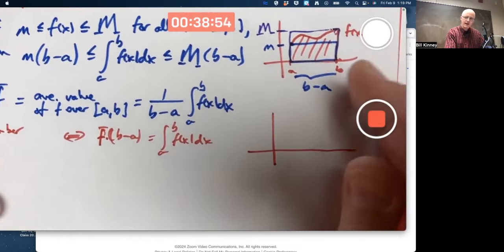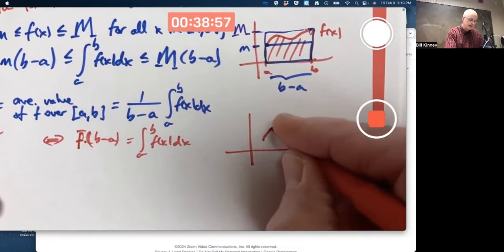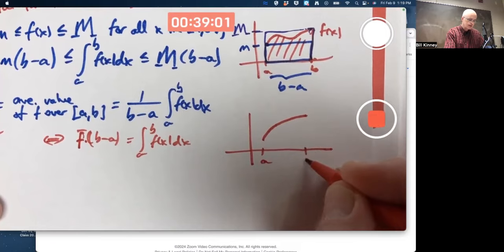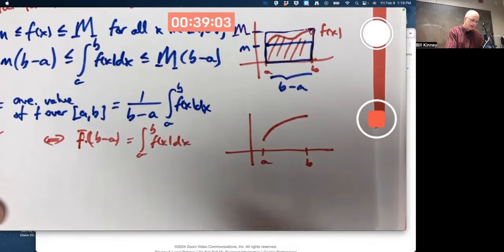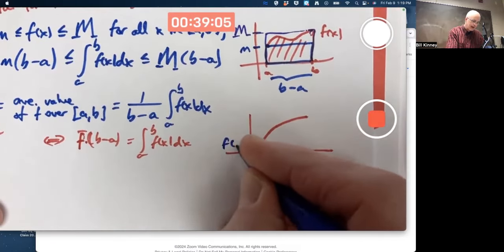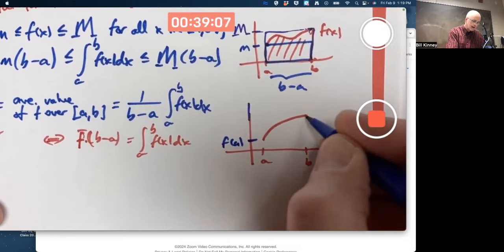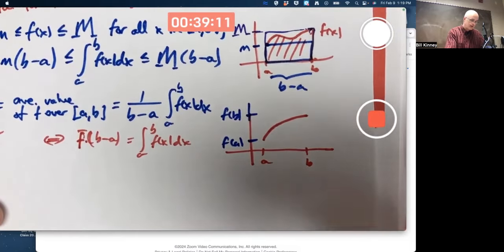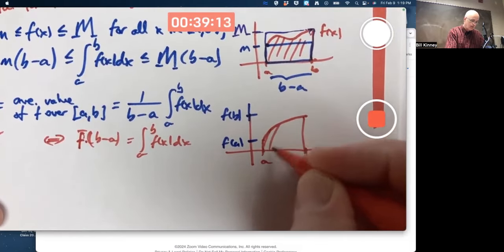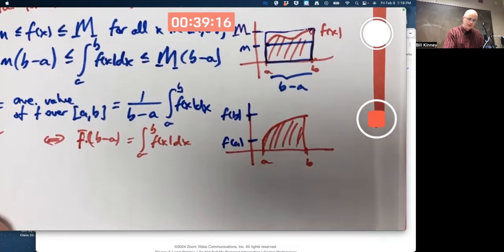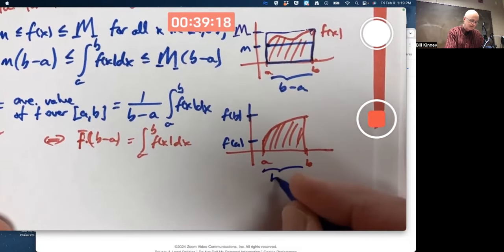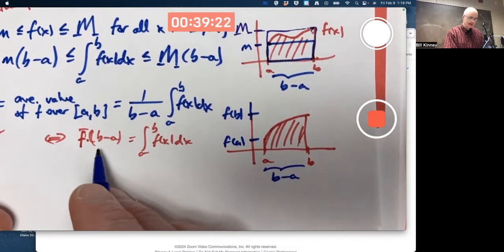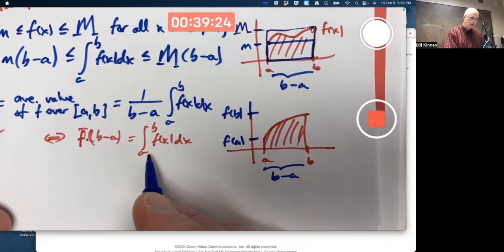Let's do it. We did it for a concave up graph before. This time let's do it for a concave down graph. Here's a, here's b. F of a is there. F of b is here. What we're really after is a rectangle height where the area of the rectangle, base times height, is the same as the area under the curve.